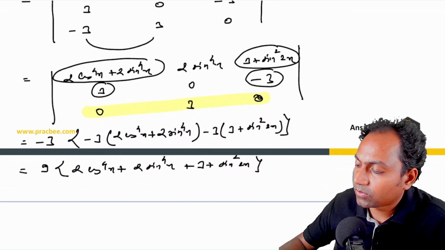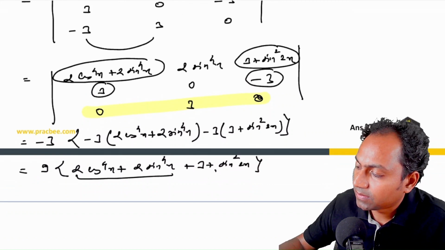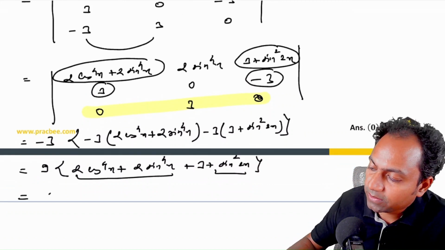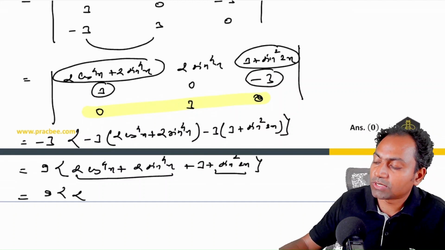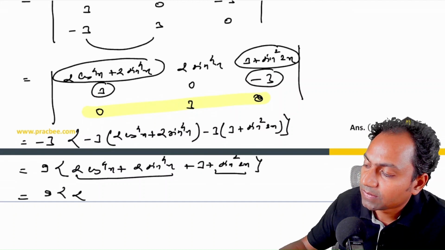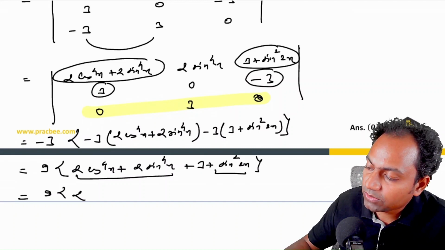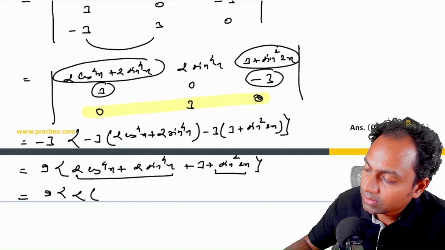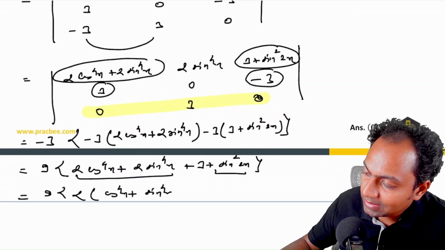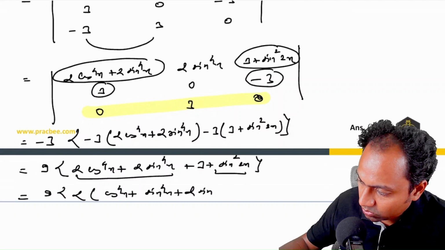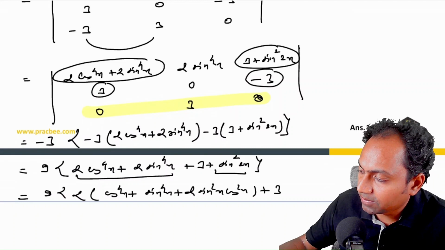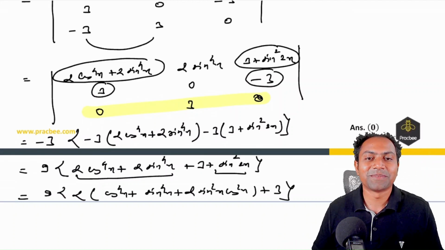If I open this up, you can see that this part is again getting simplified. Because if I take this, I can write it as 2 sin x cos x. So this will become 4 times sine square x cos square x. If I take this 2 common from here, this becomes cos raised to the power 4x plus sine raised to the power 4x, and this will become 2 sine square x cos square x. So you can see that simplifying things has started paying off.